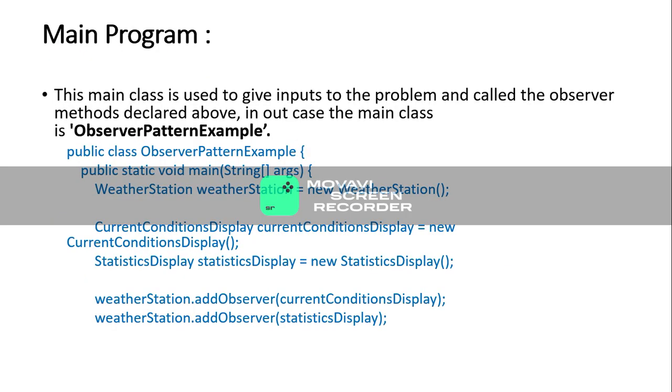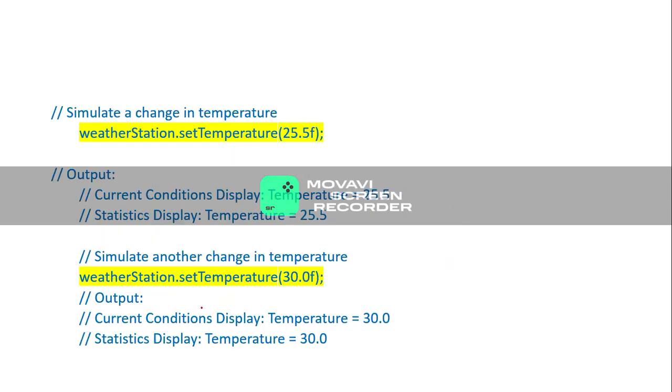Next, the last one is your main method, where we have to create an object for all the classes: the WeatherStation class, and the observers CurrentConditionDisplay and StatisticsDisplay. For all these you have to create an object. Using the weather station object, you have to add the observer. The first is CurrentConditionDisplay, next is StatisticsDisplay, which is also added, and you have to call the method set temperature with the value which you want to update.